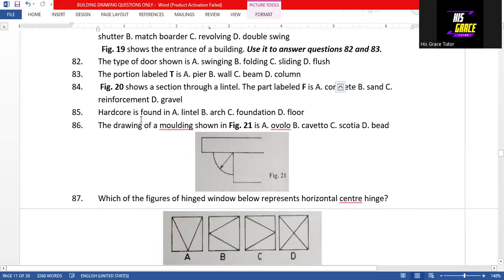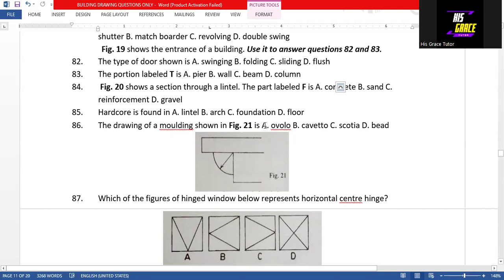85. Hardcore is found in the floor. So it's part of the floor. When you look at the specifications of the building drawing, it's part of the floor. Okay, so question 86. The drawing of a molding shown in figure 21 is as follows.